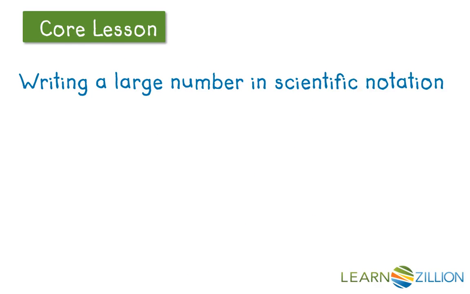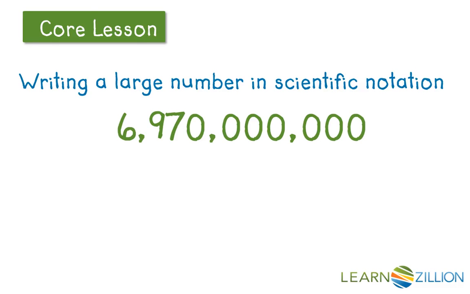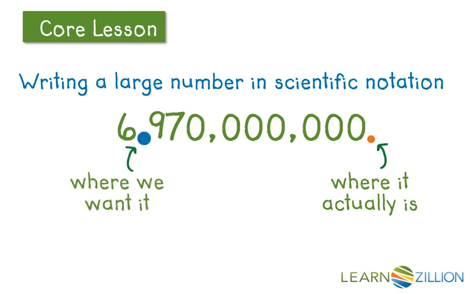In this lesson, we're learning how to write large numbers in scientific notation. So here's a large number. Okay, first we find where the decimal point actually is. In this case, since we don't see a decimal point, that of course means it's at the end, after the ones place. Since we need a number between 1 and 10, we want the decimal point to go right after that 6, so that we'd have 6.97, which is between 1 and 10.